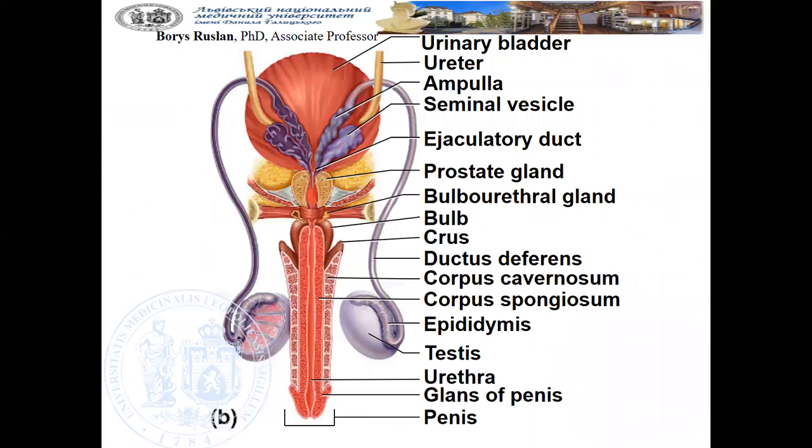What about the function of the bulbourethral glands? It's a lubricant of the internal wall of the urethra, because the urethra is one way for both structures, urine and sperm.